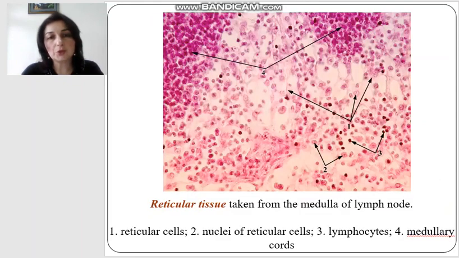And finally, reticular tissue. Reticular tissue, as a reticulum, means network. It is formed by reticular cells, the fibroblast-like cells, and the reticular fibers. These are formed by collagen of the third type.